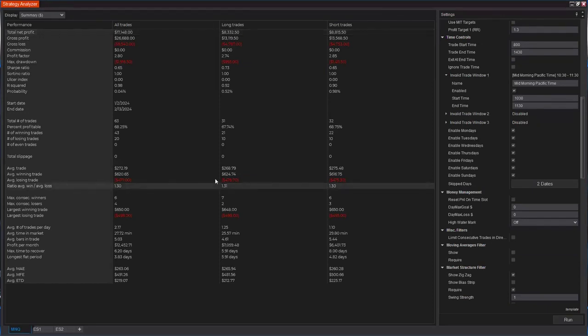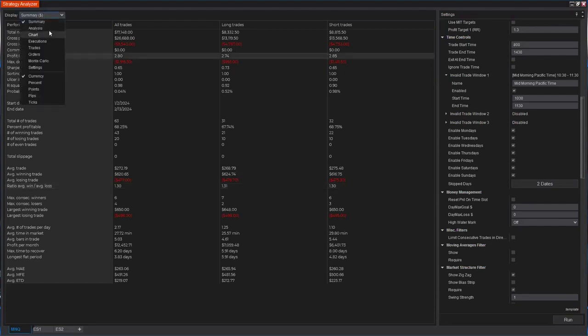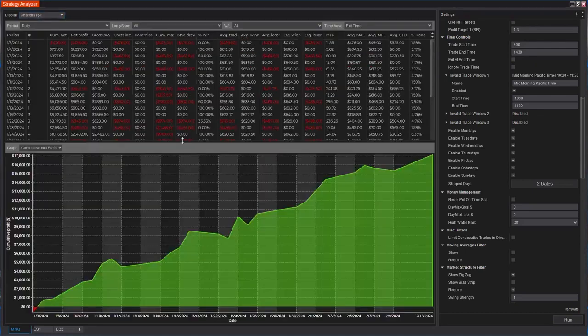Now, the beauty of it is, like we said, you can set your risk reward metrics exactly how you want to set them. Okay. So 1.3 risk reward, it's great. 2.8 profit factor, very, very strong. Now, if we go to the analysis here, we can take a look at the equity curve. Looks great on the daily, looks fantastic.